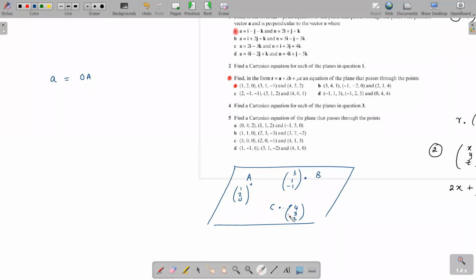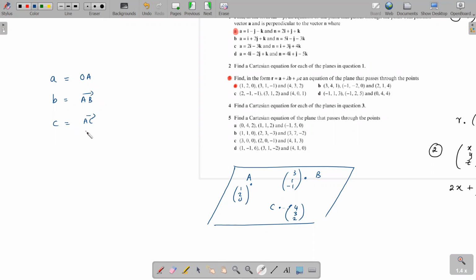It's entirely up to you. So I'll use OA. So what about B? For vector B, shall we use AC or AB? Anything. And for C, I'll use AC. Or you could use BC because I took point A. I'm going to take it around point A.